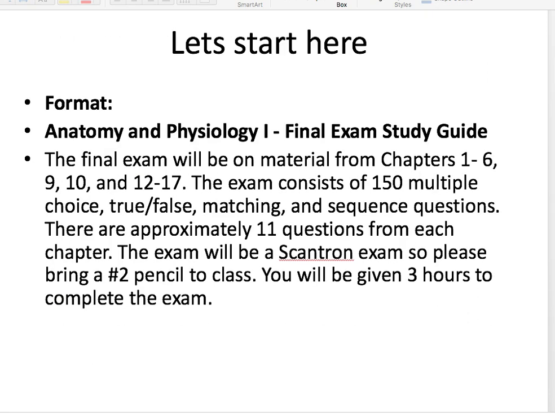This is the final exam, okay? This is its format. It's 150 questions from chapters 1 through 6, 9, 10, and 12 through 17. It's about 150 multiple choice, true and false, matching, and sequence questions. There are approximately 11 questions from each chapter, and you'll be given 3 hours to complete this.